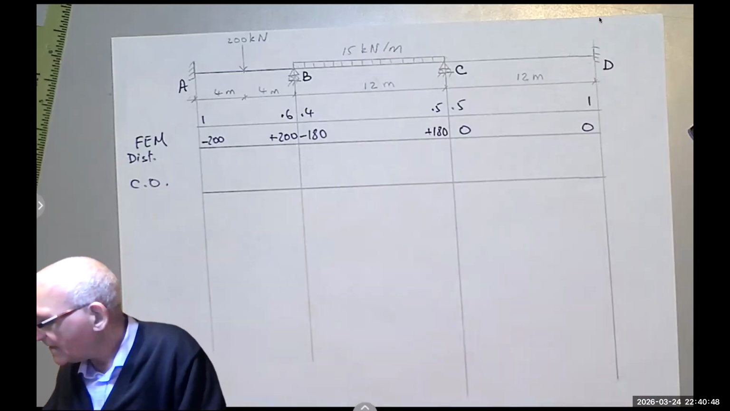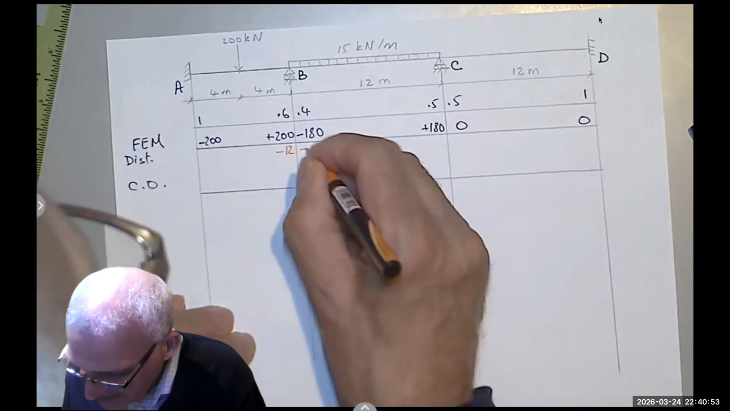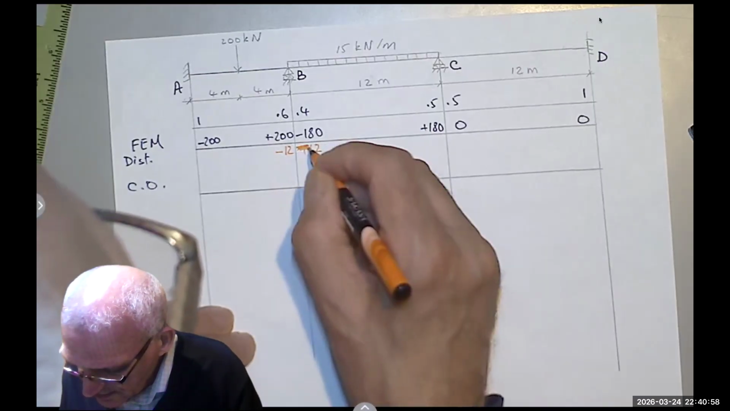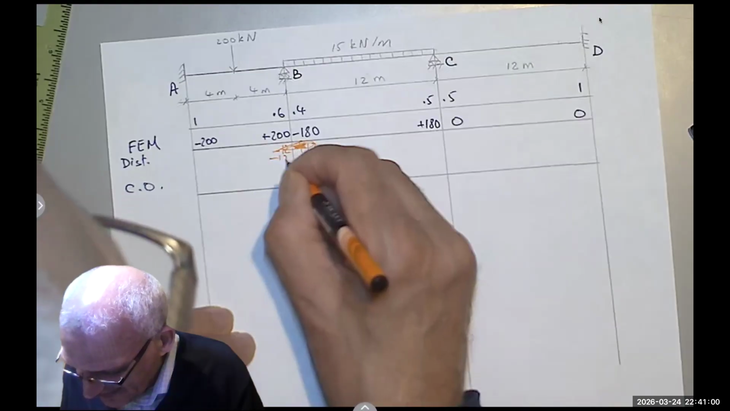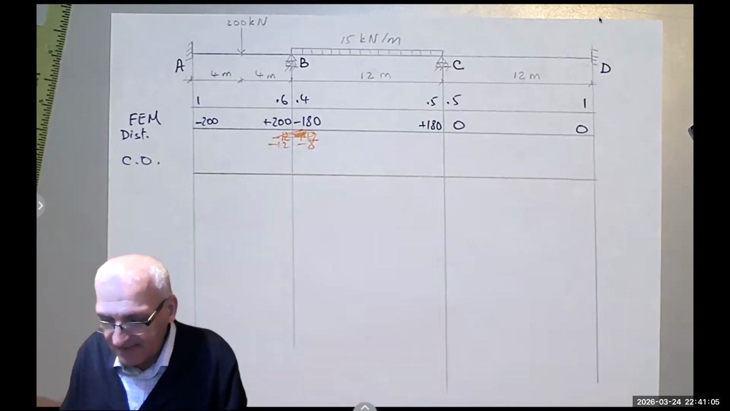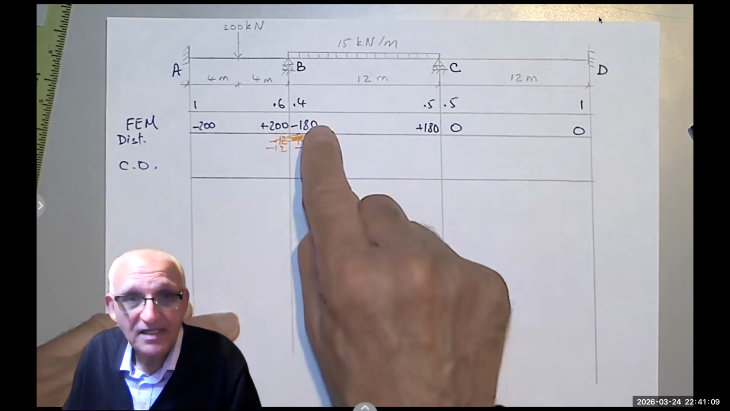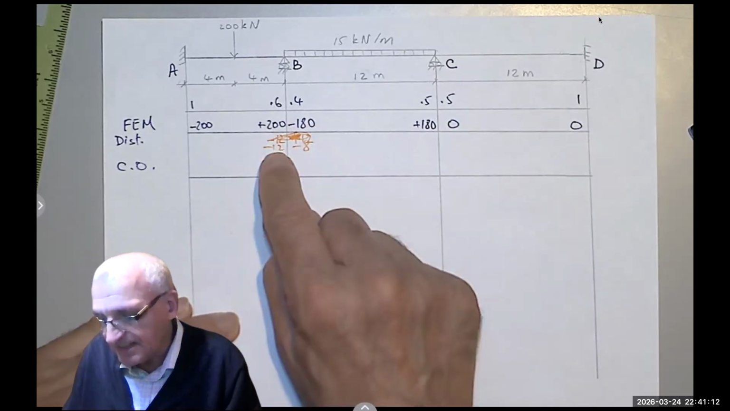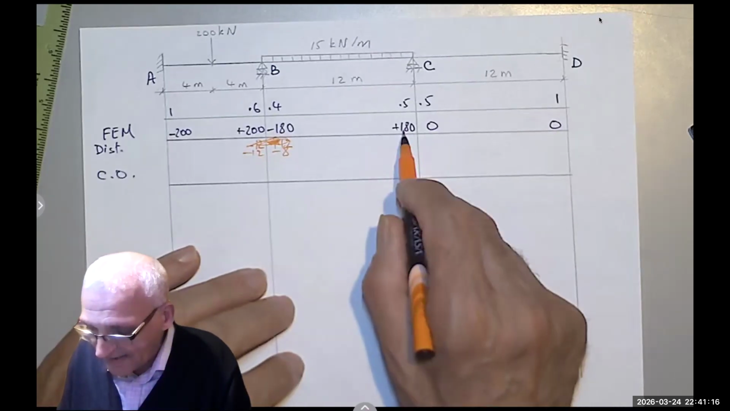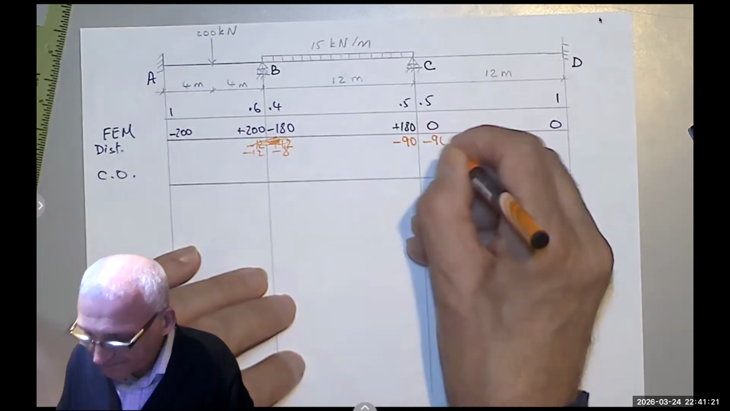So I'm going to write negative 12 and... negative. Why did I say positive? Negative 12 and negative 8. I'm sorry. Negative 12 and negative 8. So now if you add those together, you get 200 minus 180 is 20, minus 12 is 8, minus 8 is 0. So now I have balance. I'm going to do the same thing here. The 180, 50-50. So negative 90 and negative 90.